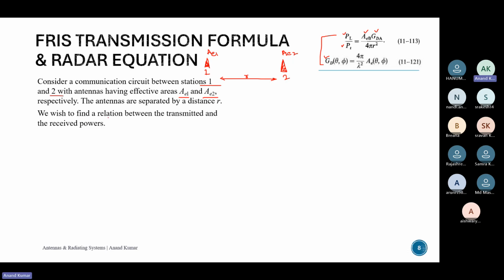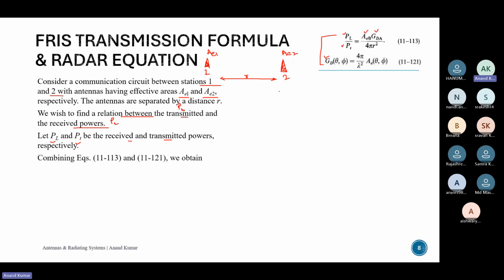We wish to find the relationship between the transmitted and the received powers, that is PT and PL. PL is basically the power received at the load of the receiving circuit. So let PL and PT be the received and transmitted powers respectively.